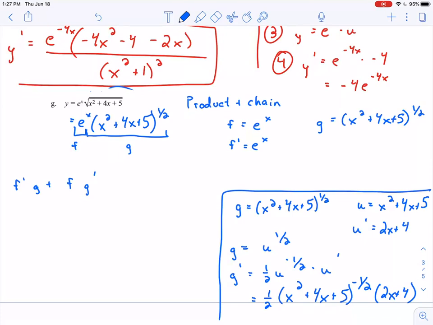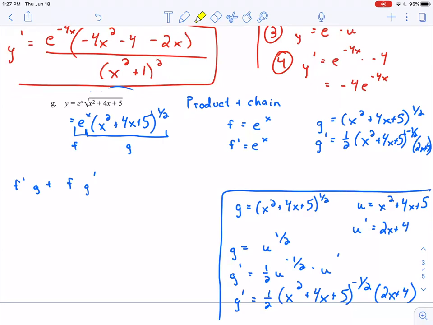And sure, again, we could simplify this. You could factor out a 2 and cancel that 1/2 if you really wanted to, but I don't want to worry about algebra yet. So this is my g prime. So over here, g prime is actually just 1/2 times x squared plus 4x plus 5 to the negative 1/2 times 2x plus 4. I shouldn't say just that. It's a pretty long derivative.